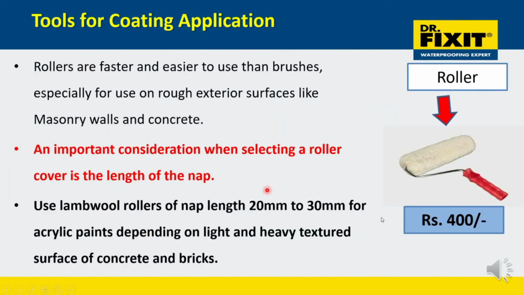Even for coatings, there are rollers. I was just discussing brushes earlier, but for coatings you can also use rollers. The approximate cost will be around 400, but I always recommend using Lambull rollers. They are very good in quality and can last long. A nap length of 20 mm to 30 mm for acrylic, depending upon the light or heavy texture of the concrete and bricks surface. So it's very important to select the right roller for good application to get a good result. So I always recommend using Lambull rollers for a faster application result.